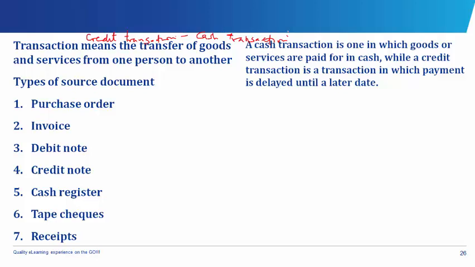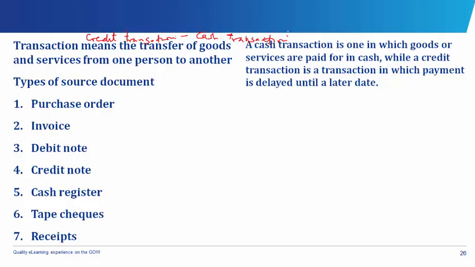So once you buy something from the market or from a dealer, the dealer issues a receipt, or it could be an invoice for the total amount to be paid. The dealer keeps also a copy. Now that copy is known as a source document.